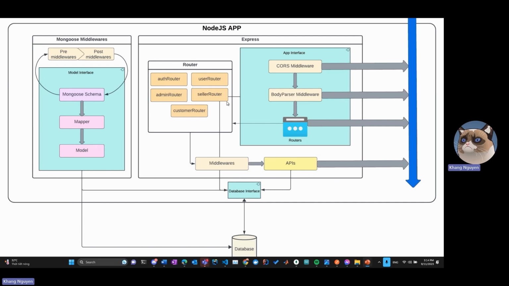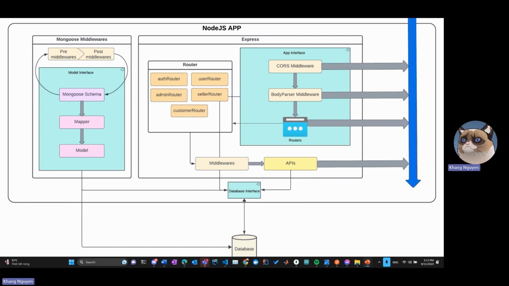For the router, we are divided into 5 small routers: user, admin, seller, and customer. So this router will be a place where we call the API. Moreover, when we call the API, we can inject some custom middleware that we define as a function. And next, when we need to talk to the database, we need the database interface. So we create that interface for talking with the database. And this interface will be dependency-injected into the model interface. So the model interface takes place for using the Mongo middleware.